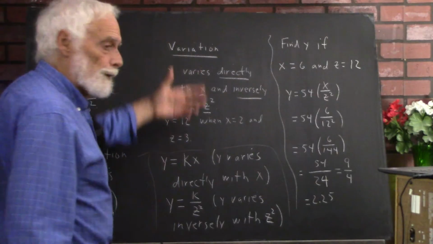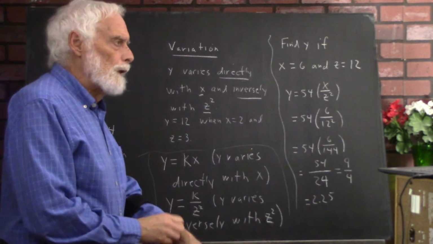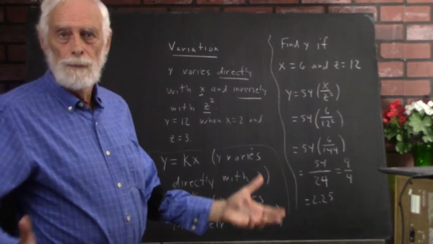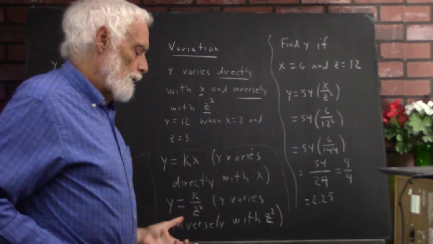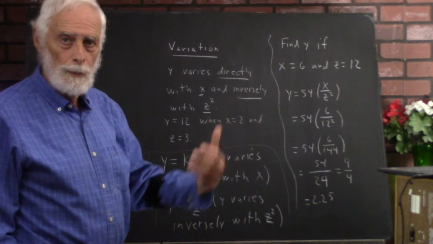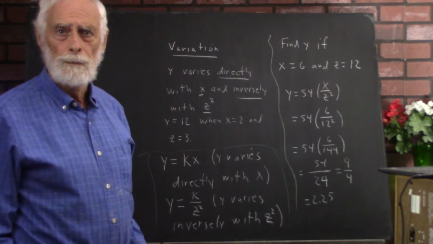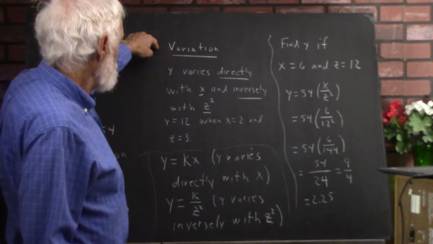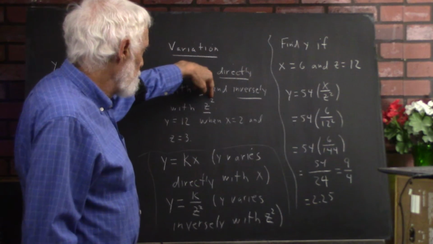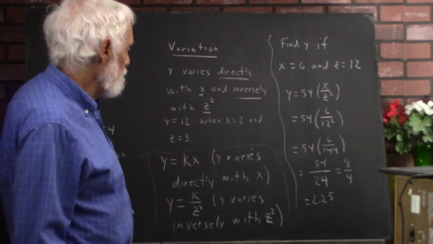Okay, a little quick synopsis of variation. We find that in the My Open Math assignment I've composed on proportionality and variation, people have very little difficulty with the proportionality, but when you get to variation it can get a little confusing. So we have a variation problem where y varies directly with x and inversely with z squared, and y equals 12 when x equals 2 and z equals 3.